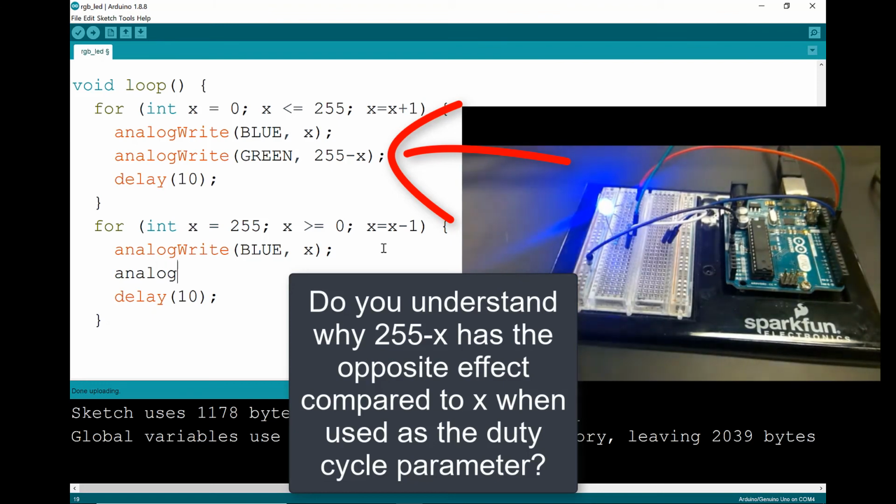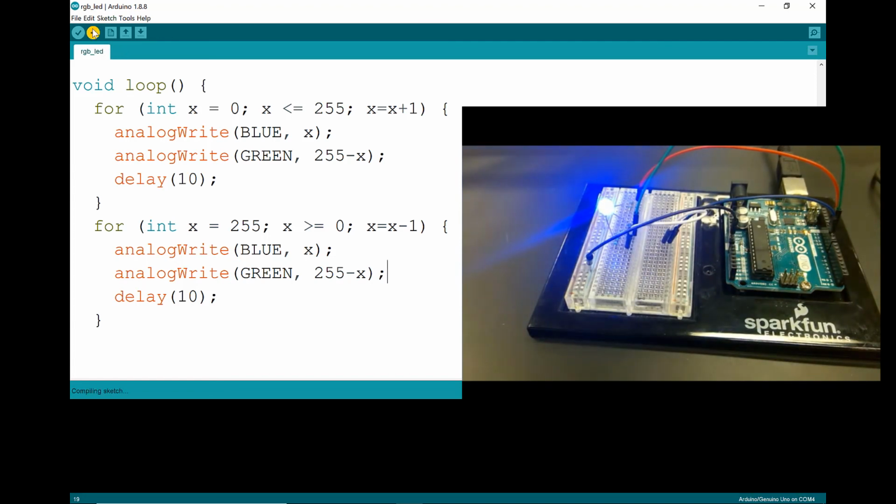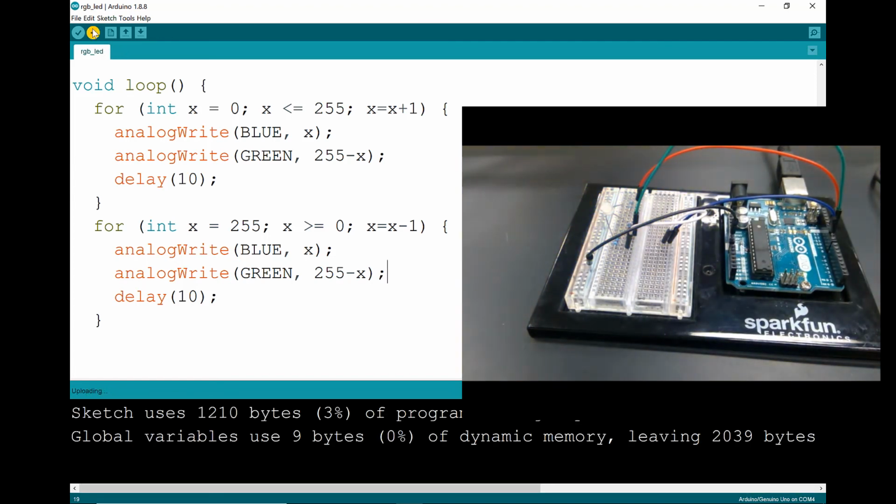And down here, while the blue light is getting dimmer, let's make the green light get brighter. All right, let's upload this. This might be hard to see in my camera, but blue and green together make cyan. Let's do red and green instead. I think that'll be more noticeable. What this should do is cycle through from red to yellowish orange to green and then back through the color spectrum to red.